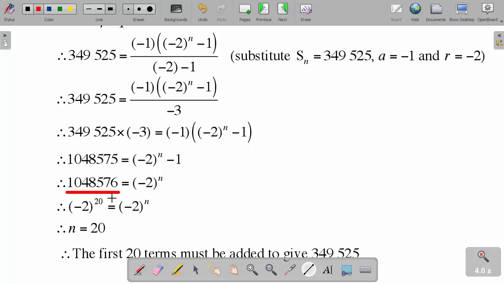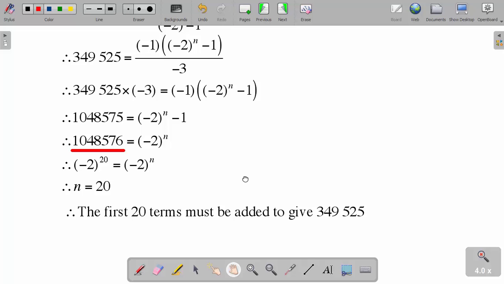However, because the power is an even exponent, it means even the negative 2 to the power 20 will give me the same value, which was 1048576. And now if I compare the bases, I get my exponent as n equals 20. In other words, the first 10 terms must be added to give us the 34955. I hope we are together. Let us proceed.